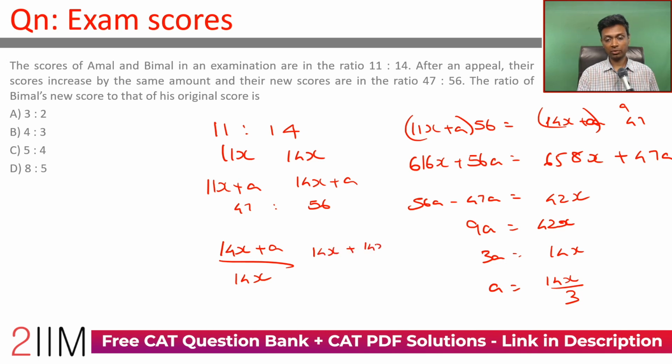14x plus 14x by 3 by 14x. 1 plus 1 by 3 by 1, or this is nothing but 4 by 3. We are looking for an answer choice of 4 is to 3. A very methodical question, there's nothing here. 11 is to 14, 11x, 14x, add an A, solve for A in terms of x, and then we are through.